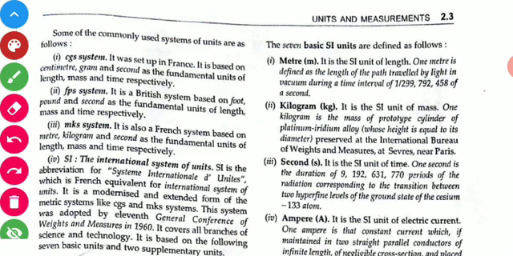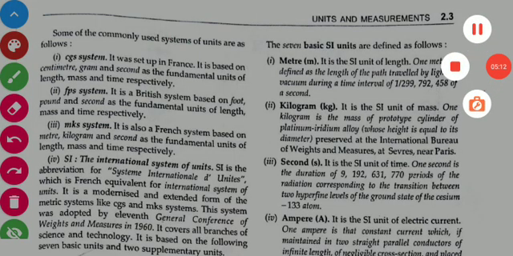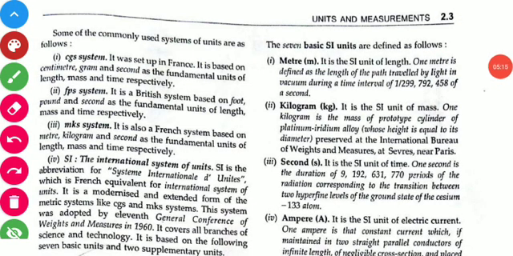So to remove this problem, we set up an international system of units. In 1960, a General Conference on Weights and Measures was conducted, and it was decided that there should be an international system which is acceptable in all countries, which will help in trading between countries.